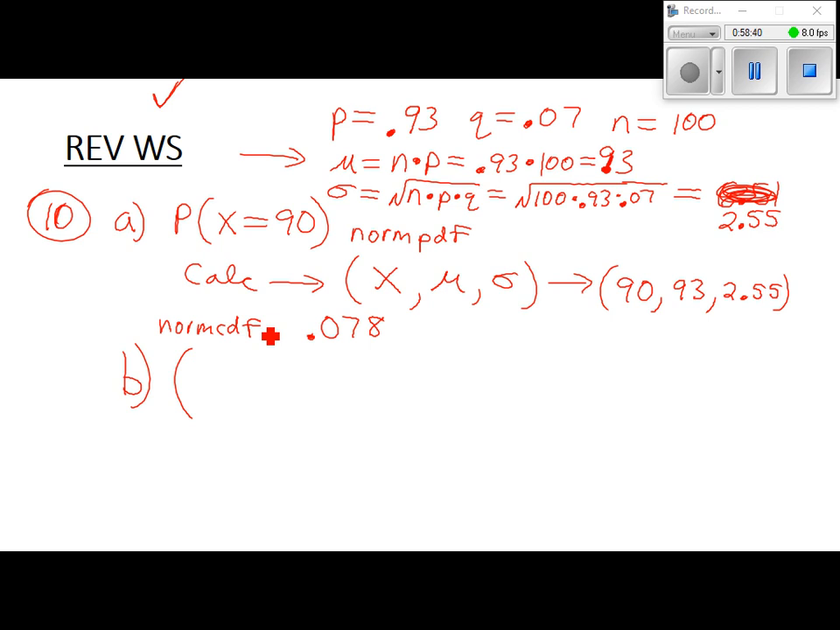At least 90%. At least 90. So I'll write that out here, my fault. Find the probability at least 90, so probability that X is greater than or equal to 90, right? At least 90, that's 90 or more.